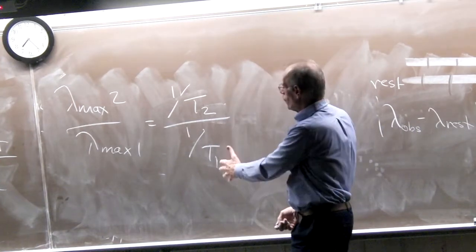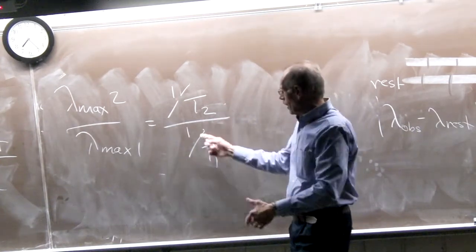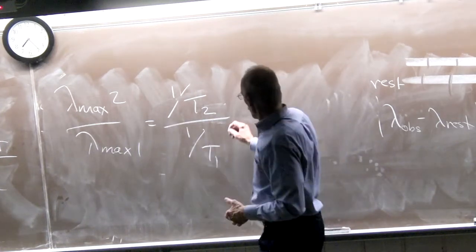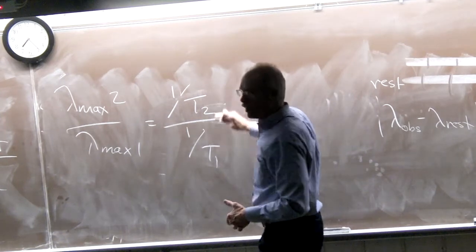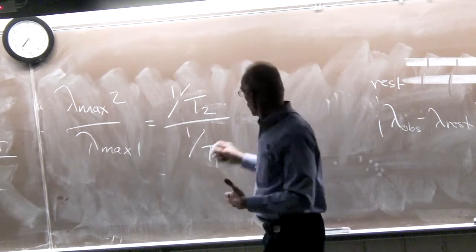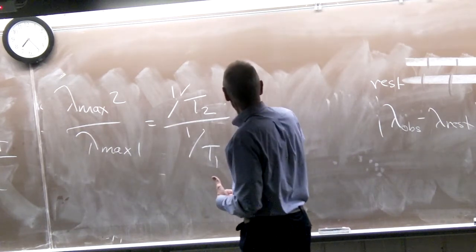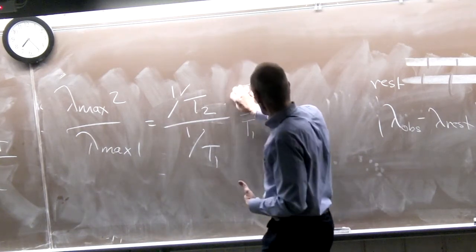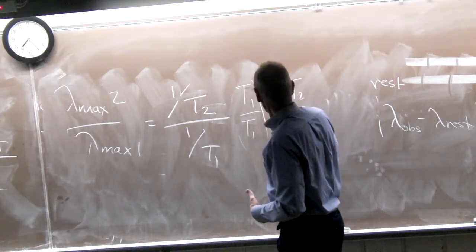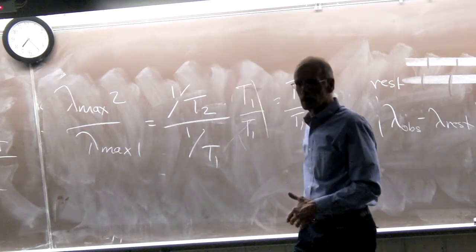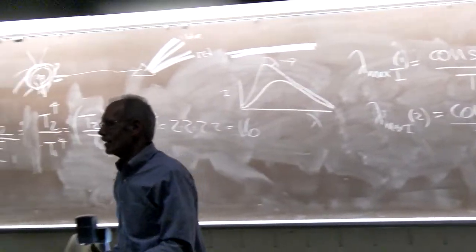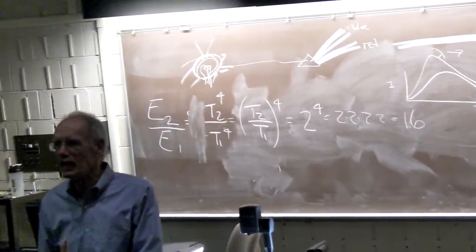And it's a little tricky when you have things like a denominator in the denominator. And so if you multiply the numerator and denominator by the same number, you don't change the value. So if I multiply the numerator and the denominator by T1, I get T1 over T2 because these cancel out. But it's kind of intuitive. It's going to be half the wavelength, right? I mean, you know that twice the temperature, it's going to peak at half the wavelength.